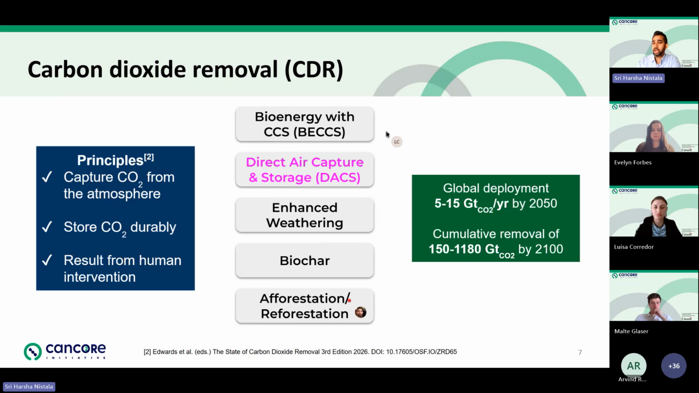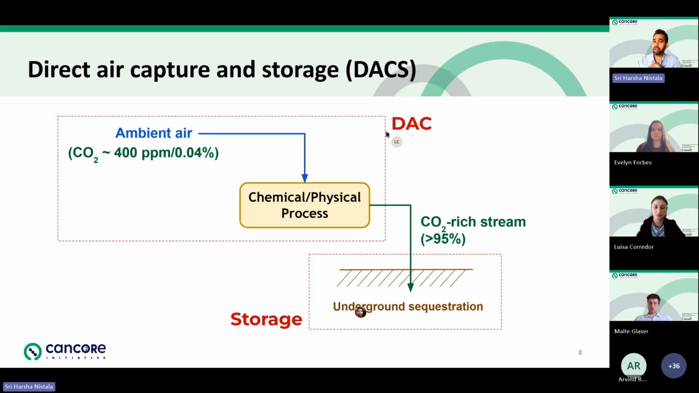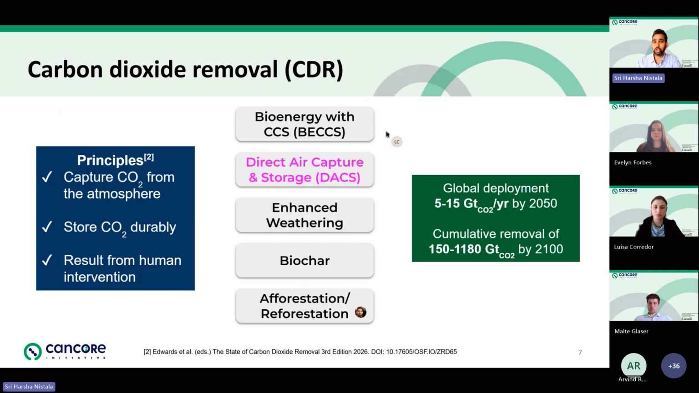It is said that CDR technologies could have a global deployment of 5 to 15 gigatons of CO2 per year by the year 2050. And these would result in a cumulative removal of CO2 of 150 to 1180 gigatons by the year 2100. And in this particular webinar, we will focus on direct air capture and storage, or DACS.